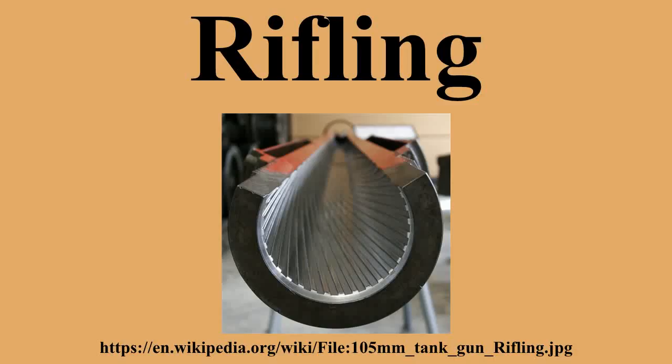Rifling consists of helical grooves in the barrel of a gun or firearm, which imparts a spin to a projectile around its long axis. This spin serves to gyroscopically stabilize the projectile, improving its aerodynamic stability and accuracy. Rifling is often described by its twist rate, which indicates the distance the rifling takes to complete one full revolution, such as 1 turn in 10 inches, or 1 turn in 254 millimeters.